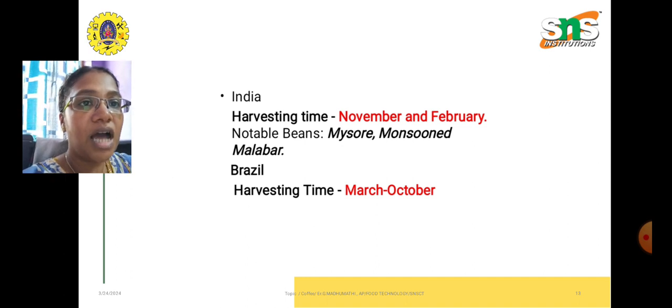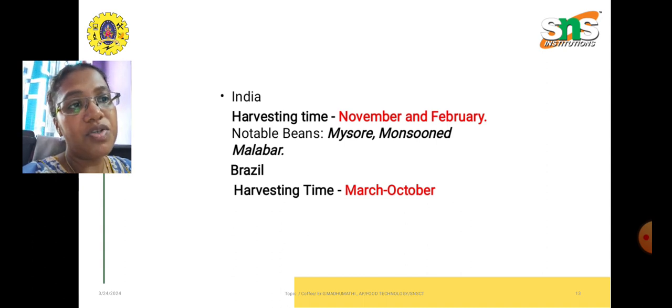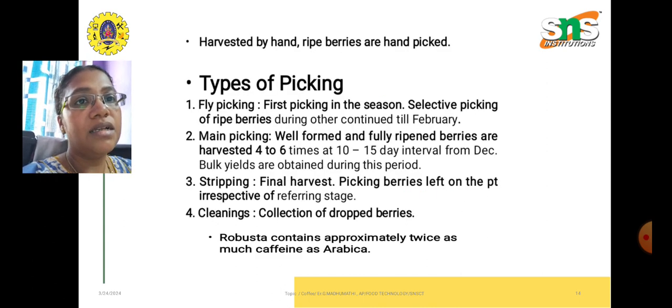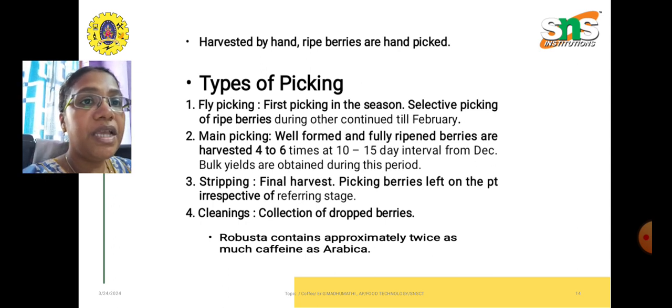In India, the harvesting time is from November to February. Notable beans are the Mysore and monsooned Malabar types. In Brazil, the harvesting time is from March to October. And these are some of the types of picking done for the coffee cherry: fly picking, main picking, stripping, and cleanings.